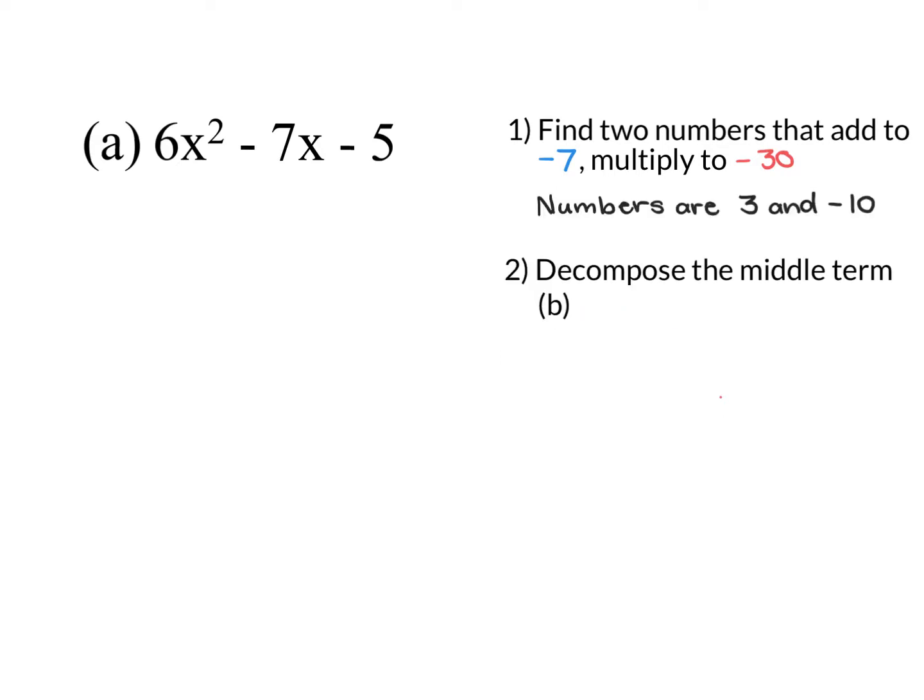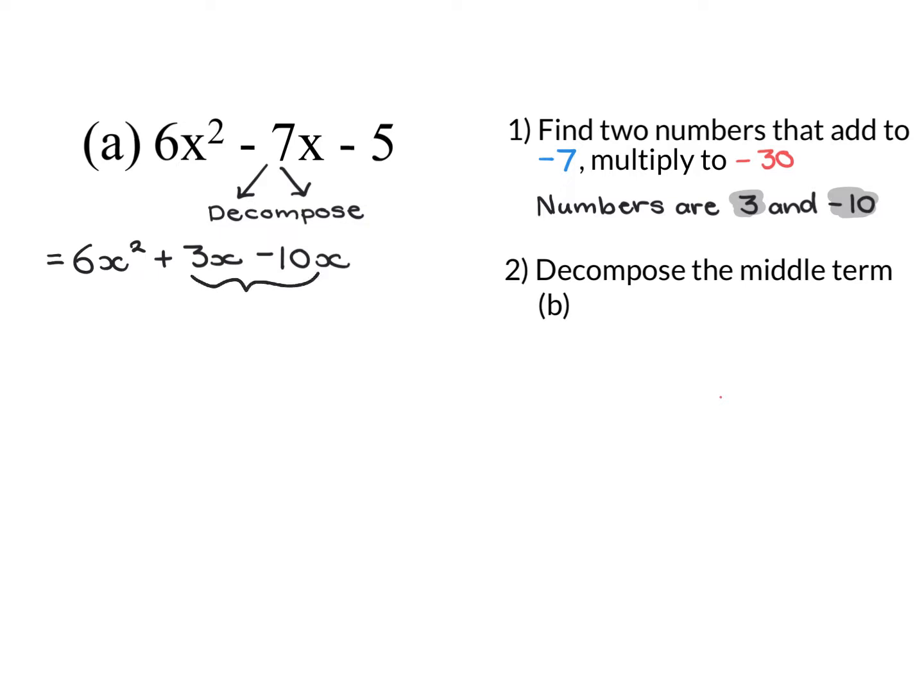Now that we have that, the second step is to decompose the middle term. You leave the 6x squared as it is, but the middle term, the -7x, gets decomposed into the numbers you came up with. The numbers we have are 3 and -10. I'm going to write that down. So this is going to be +3x. It's important that you write the x because the middle term had an x and you're decomposing it. The other number was -10, and don't forget the x. If you notice, these two do add up to -7. So really, your question is the same. You just decomposed it. That's all. And then don't forget the -5 at the end. So this is the second step.